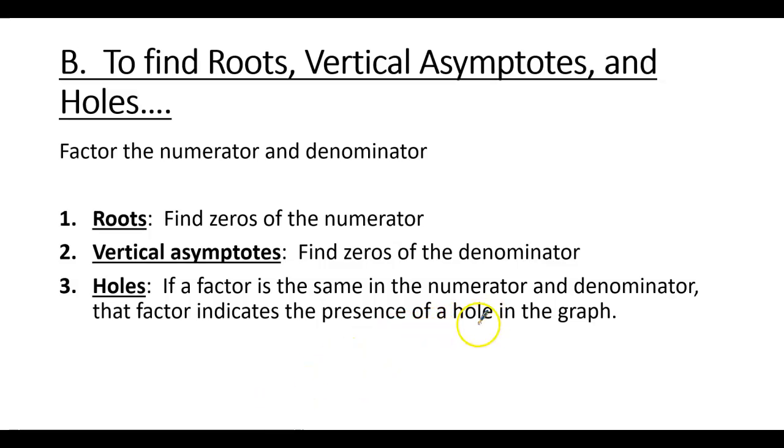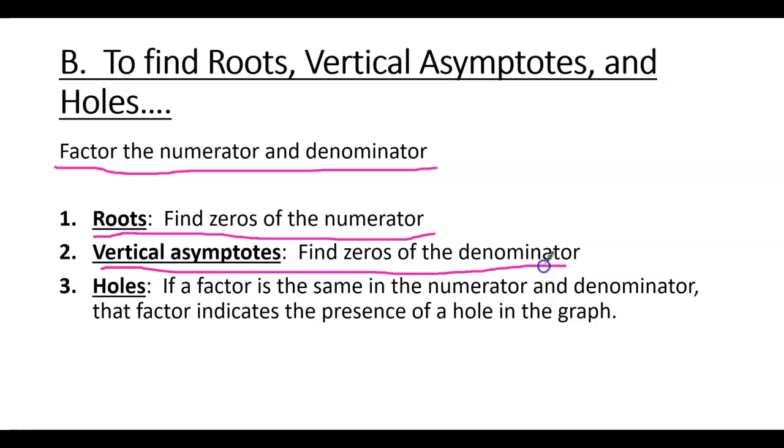When you have a rational expression, the first thing we're going to do is factor it on the top and the bottom. And whatever makes the top equal 0 tells us what the roots are. Whatever makes the bottom equal 0 tells us what the vertical asymptotes are. But if any of the factors are the same in the top and bottom, that particular factor will tell us where a hole is located on our graph.